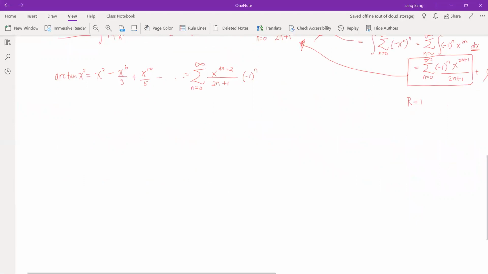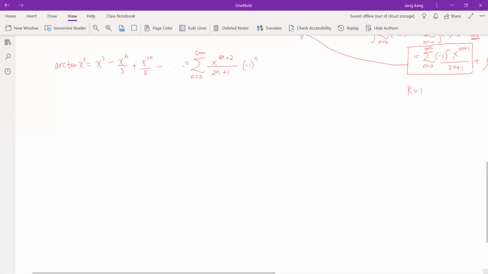Okay, so now let's go to the second problem. The second problem is f of x equals x cosine of 2x.